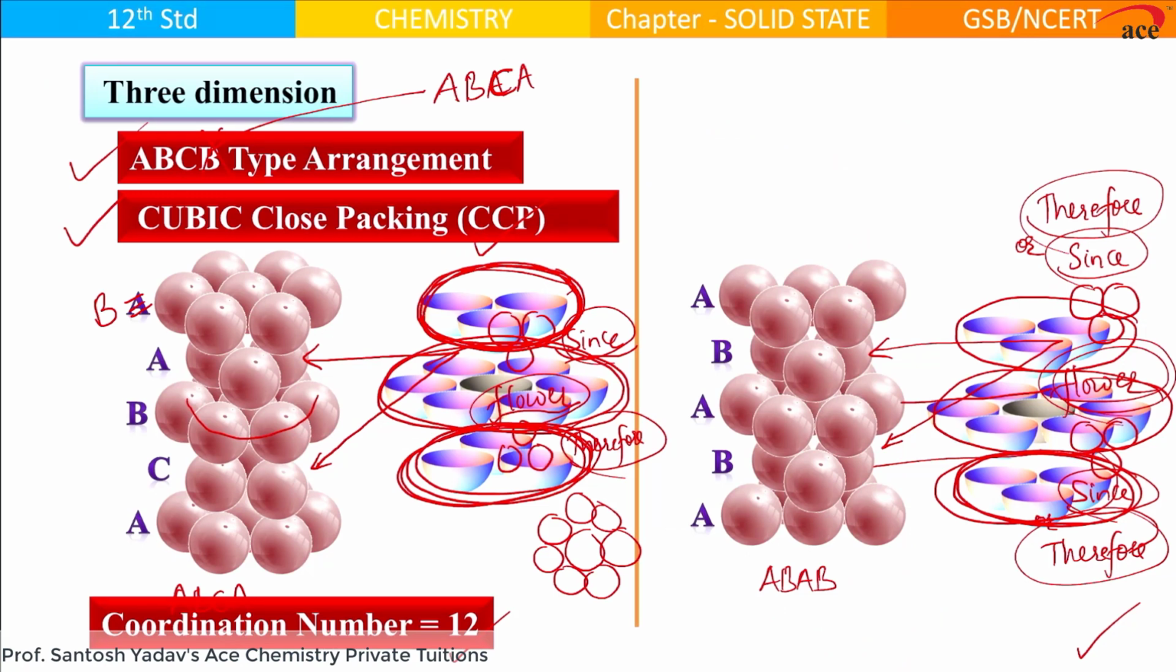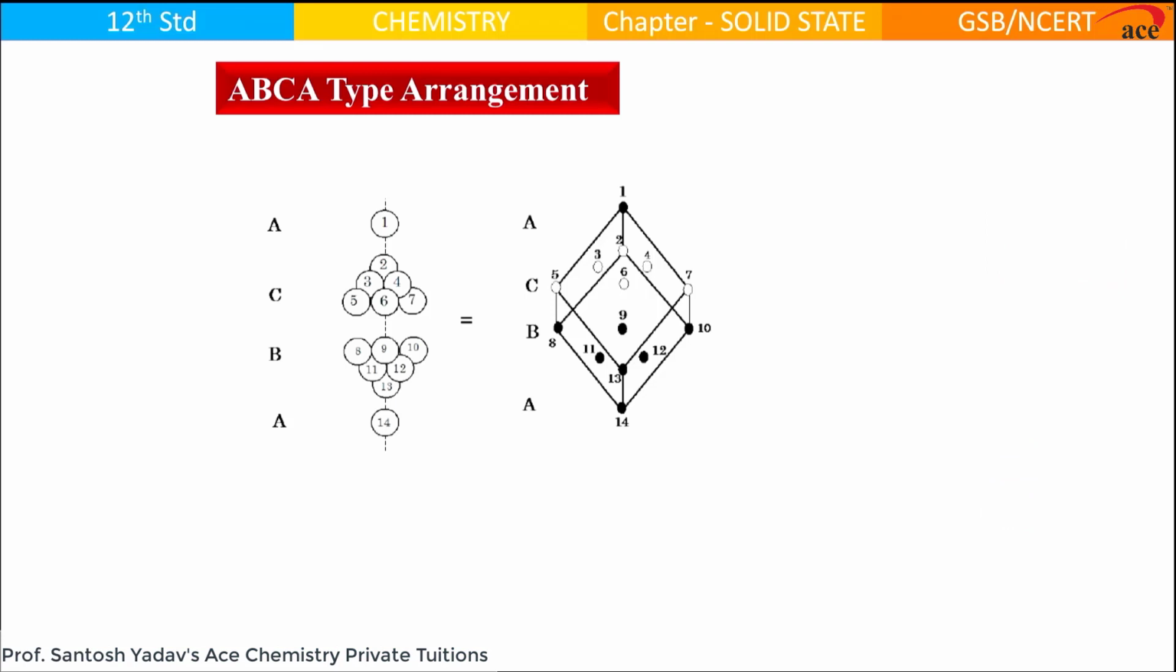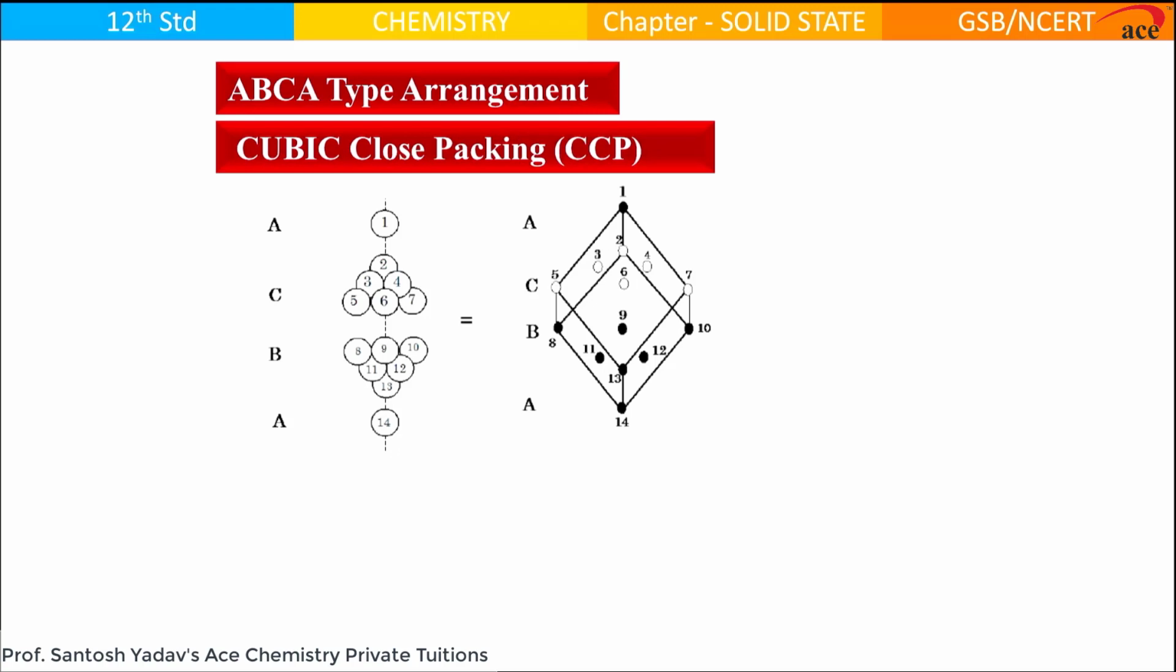So, we will stop here, we will continue next. We will try to learn how ABCA type of arrangement is called cubic close packing, which you will know is also called face centered cubic packing. Now, what has been done is only the required number of spheres have been taken from ABCA packing and they have been labeled.